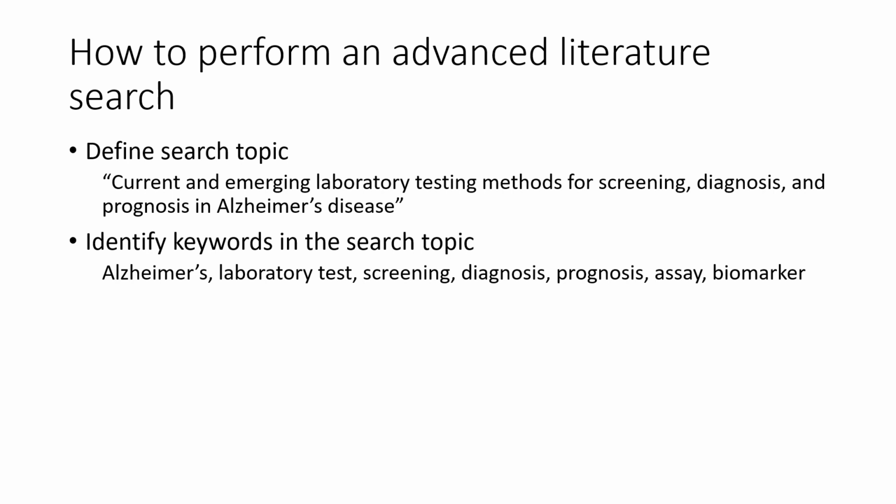I need to identify keywords in the search topic. Number one's going to be Alzheimer's, because I don't care about laboratory testing methods not related to Alzheimer's disease. I want to look at laboratory testings, things that are used for screening, diagnosis, prognosis. Some other key terms would be assay or biomarker. That can help me find articles. So I'm going to find my keywords that I want to use in my search engines.